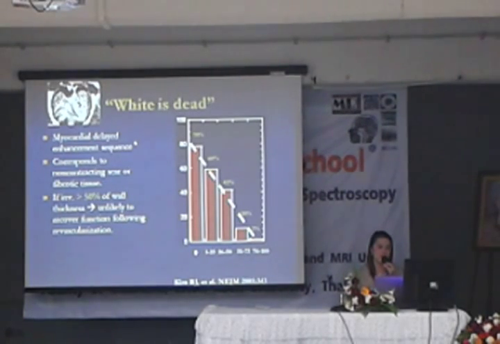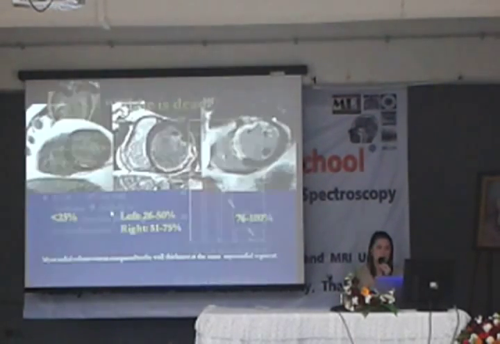We use myocardial delayed enhancement because the enhancement in this sequence shows a white color, so that is what the white is there for. If enhancement is more than 50% of wall thickness, we call it a non-viable segment, because if enhanced more than 50%, these patients are unlikely to recover function after revascularization. So we use 50% as the cutoff point.